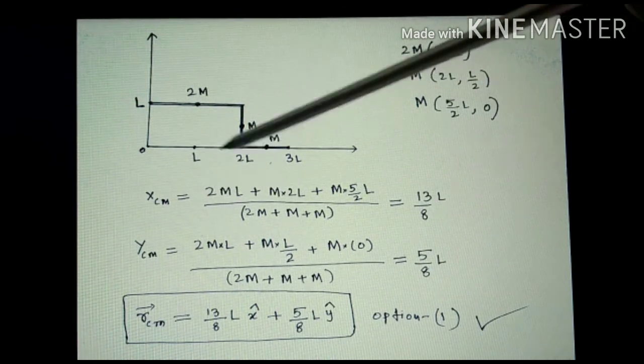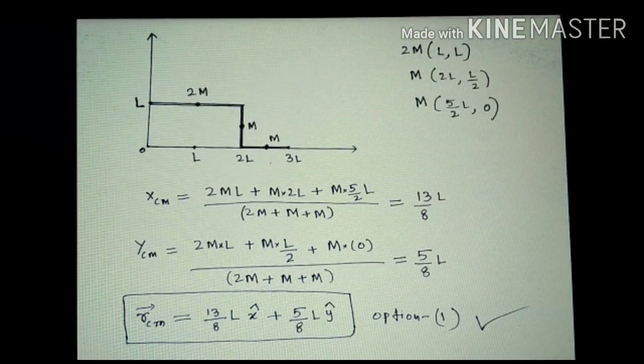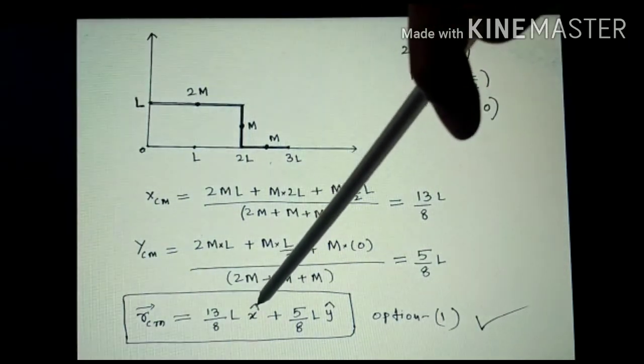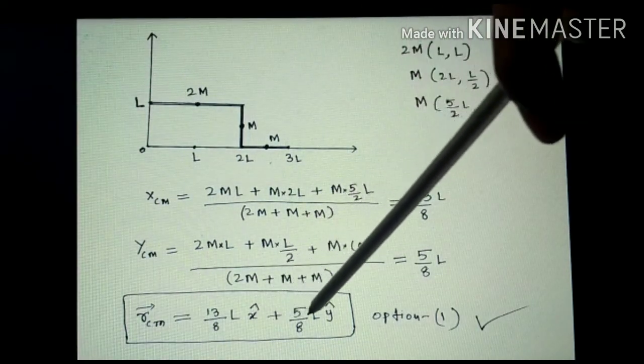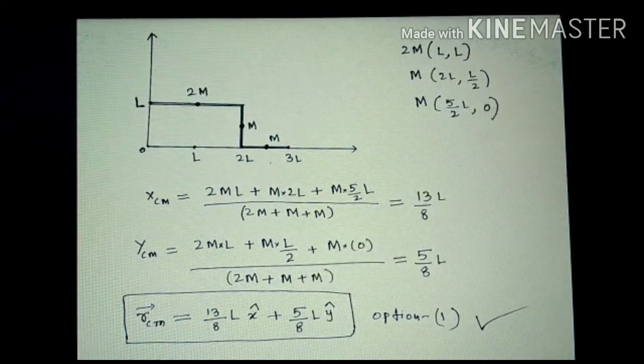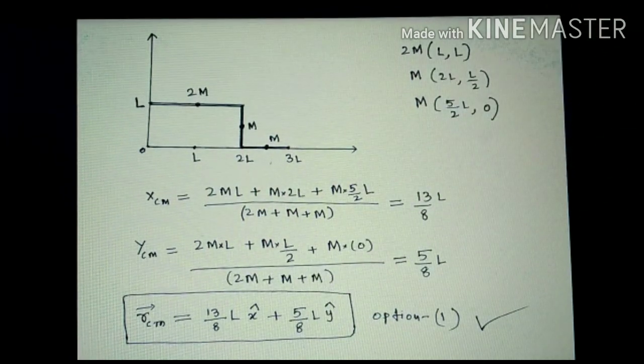So the x coordinate you know, the y coordinate you know. Simple formula, r equal to x i cap plus y j cap. Here the x coordinate is 13 by 8 L, i cap along the x direction, plus 5 by 8 L, j cap along the y direction. So option 1 is correct. You got it?